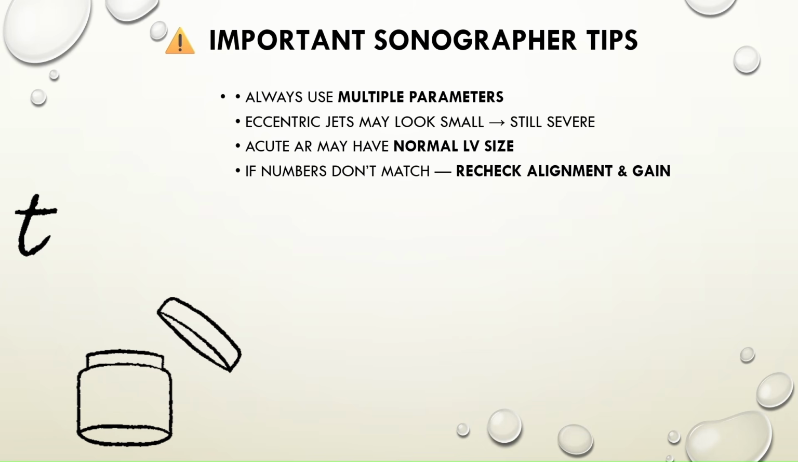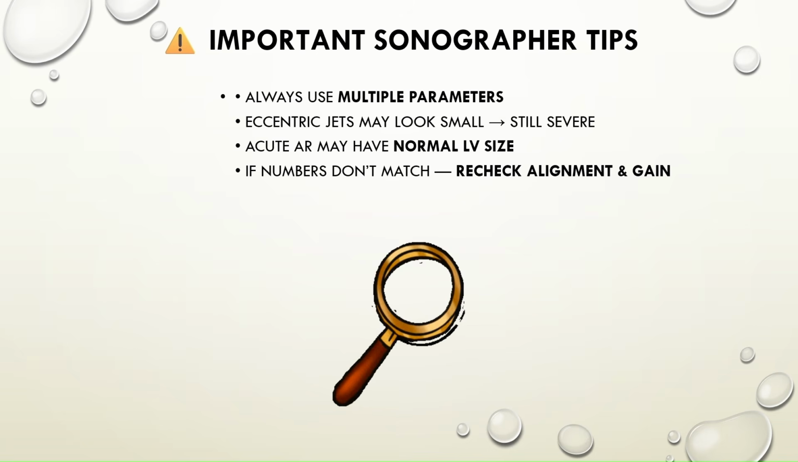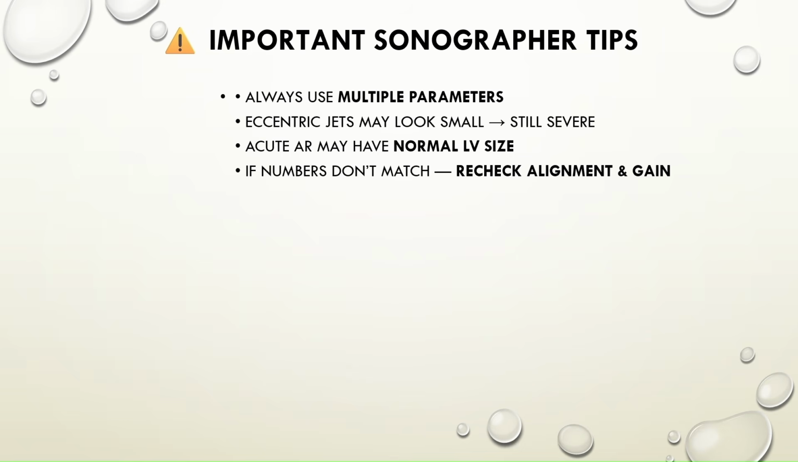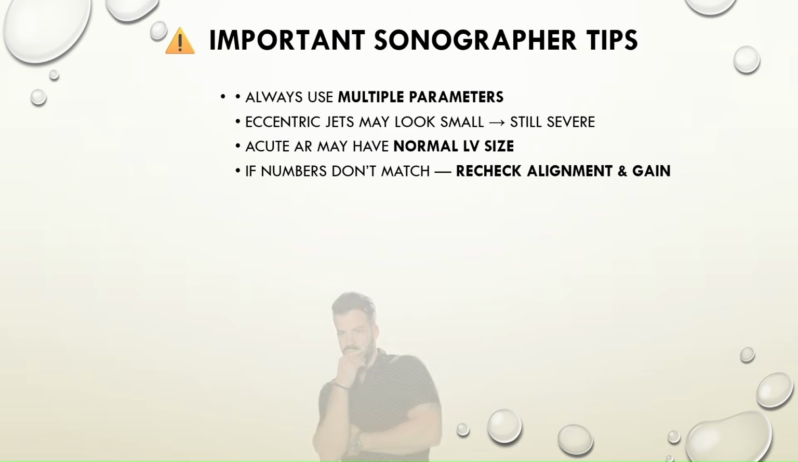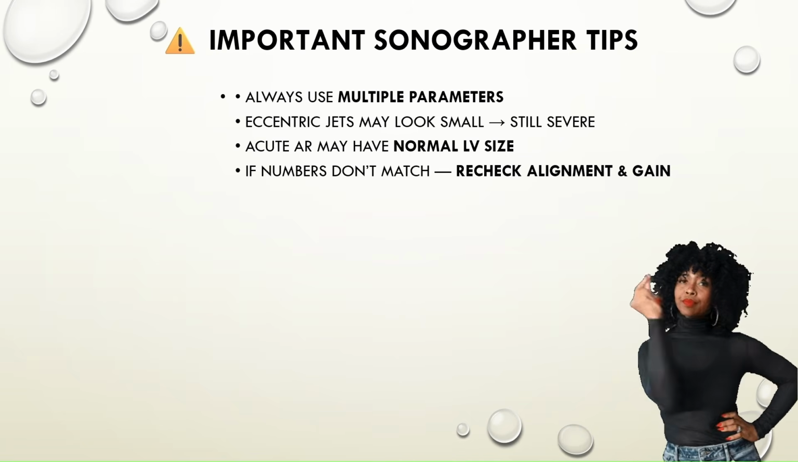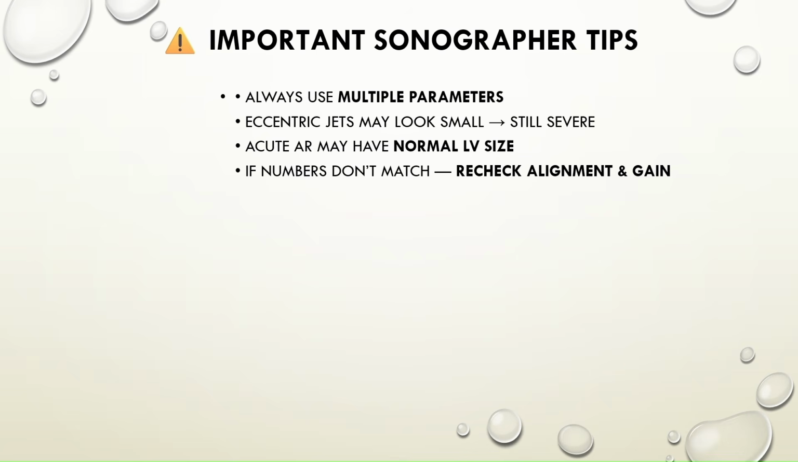Always remember to put the whole picture together. Eccentric jets may look small on color Doppler but still be severe. Acute aortic regurgitation may not show a dilated left ventricle just yet. And finally, if your measurements don't match the clinical picture, stop and reassess your Doppler alignment, gain, and the views. Aortic regurgitation is not about one number. It's about understanding flow, physiology, and consistency.